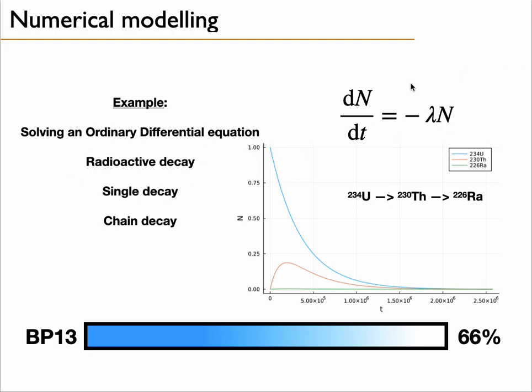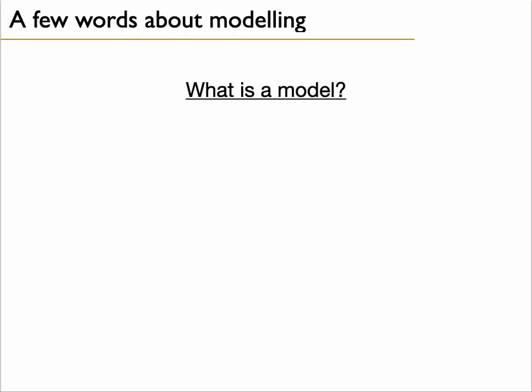So that's basically the equation that we are going to solve. There is a rate of change of a substance and there is the amount of a substance here. We are going to study also the case of a chain decay, where uranium decays to thorium, which decays to radium. But first, we want to ask ourselves, what is actually a model?